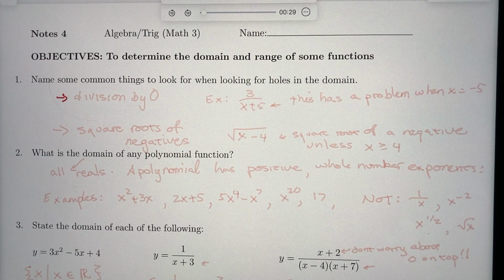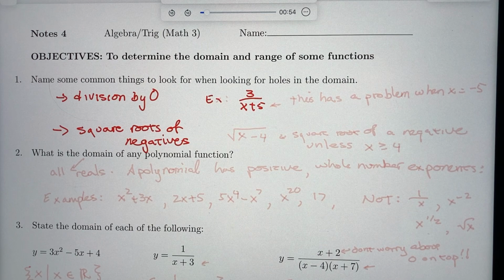We're going to be looking for division by zero and square roots of negatives. Zero on top is fine, zero on the bottom is bad. So 3 over x plus 5, for example, is bad when x is negative 5.